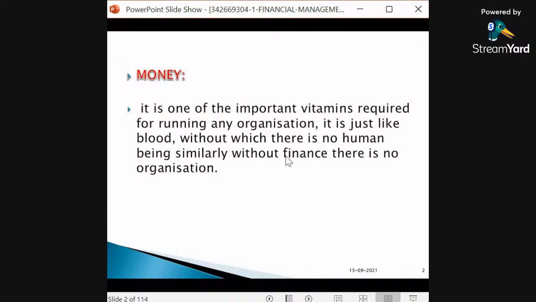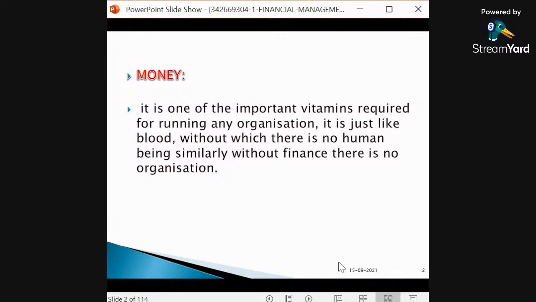So when we talk about business finance, we are dealing with money. As I said before, 'di ba, when I discussed to you the terms and definitions of asset, the reason why we had to talk about assets is because the one thing that we're going to deal with is money. So you need money in order for you to purchase those assets in order to run your own business or company. So money is one of the important vitamins required for running any organization. It is just like blood, without which there is no human being. Similarly, without finance, there is no organization.